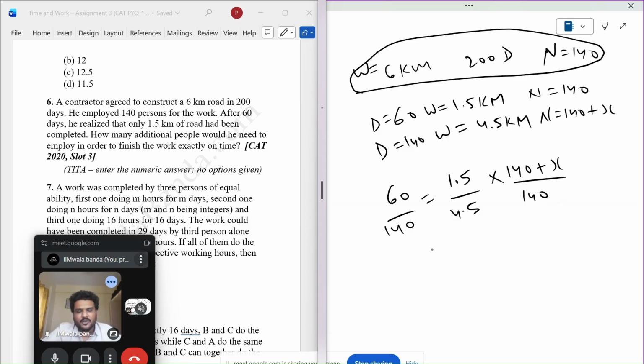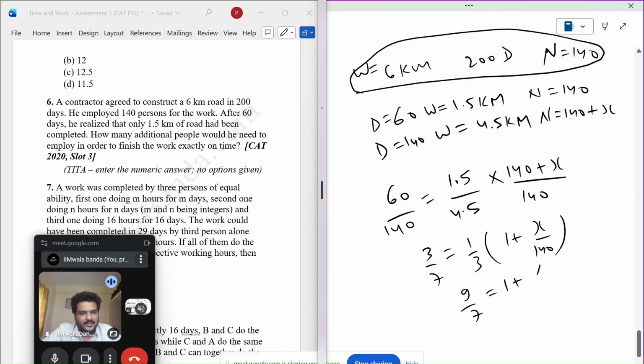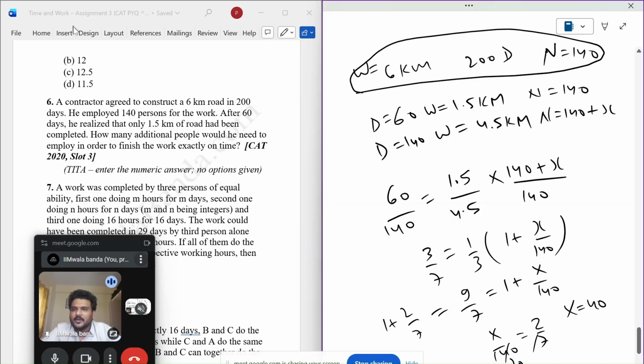So simply solve the two, and this becomes 3 by 7, this becomes 1 by 3, this becomes 1 plus x by 140. So this is 9 by 7 is equal to 1 plus x by 140. This you can write as 1 plus 2 by 7. So x by 140 is 2 by 7. 7 2s are 14, so x is basically 40. So the number of men required will be 40.